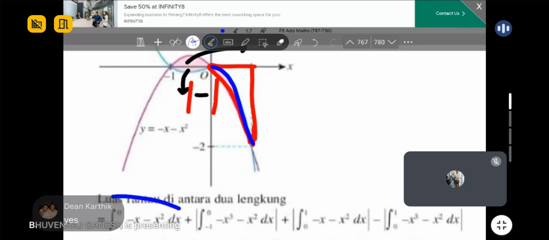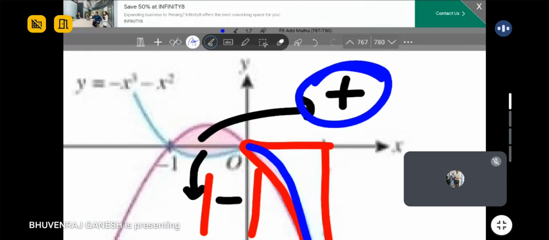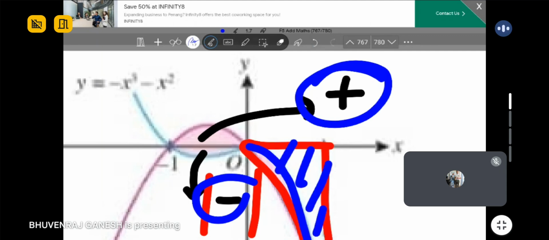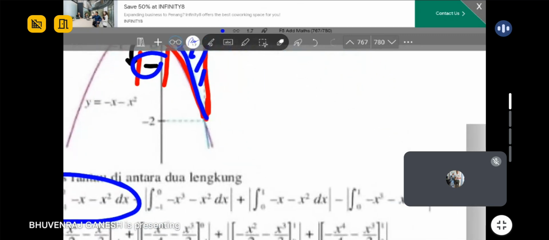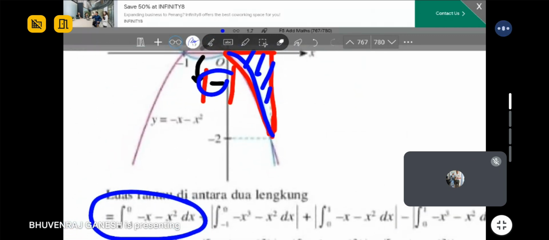Okay. Only this one got no modulus because this area over here is positive. The other three areas are all negative. This big triangle is negative. And then this small area here also negative. So that's why you see, right? Your Jalan Kira has three modulus symbols. Can you see? So this is the reason behind it.